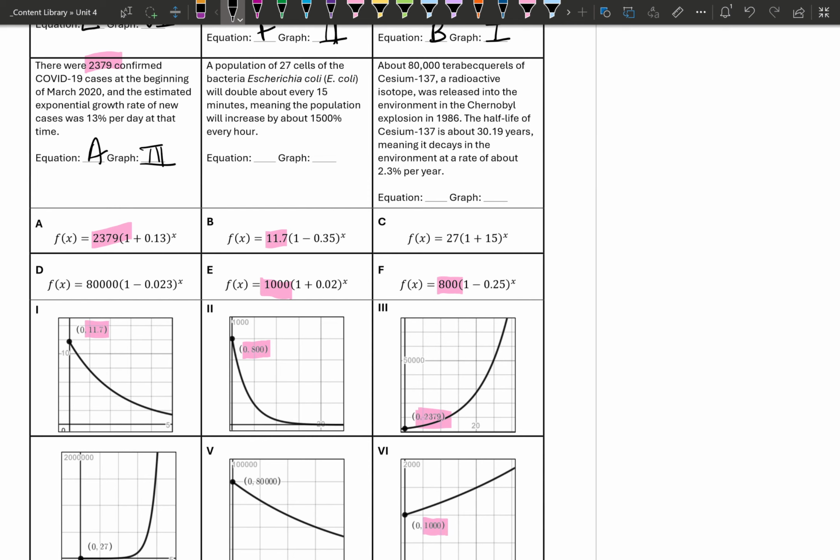The next one: a population of 27 cells of E. coli will double every 15 minutes, meaning the population will increase about 1,500% every hour. This matches with equation C. And the graph is graph 4.